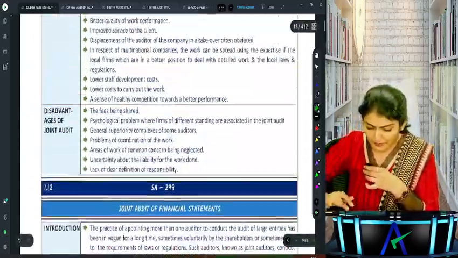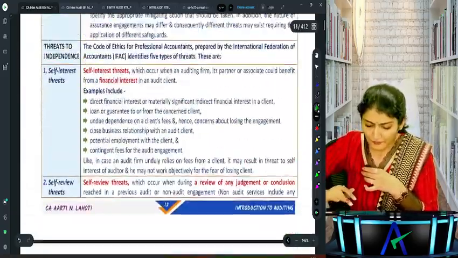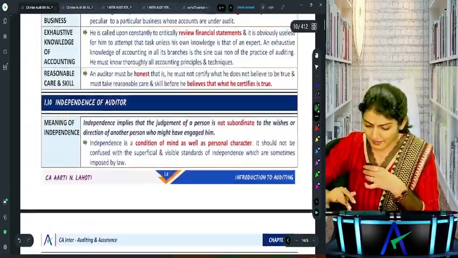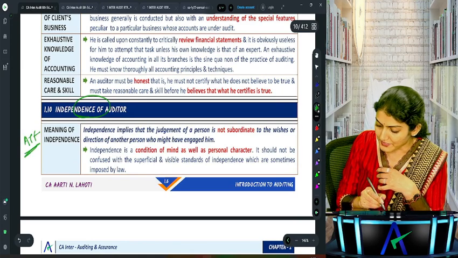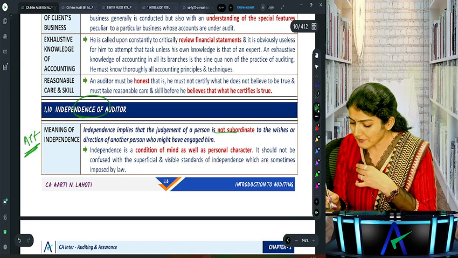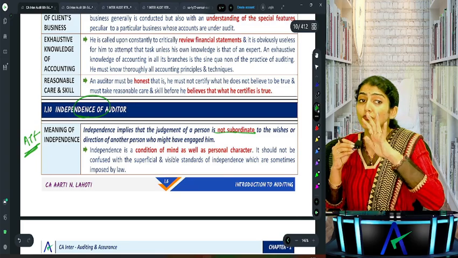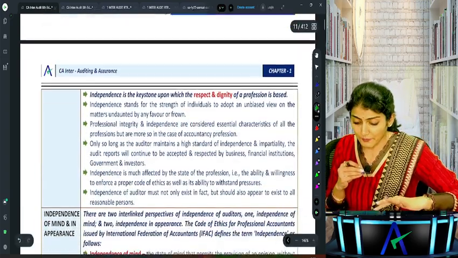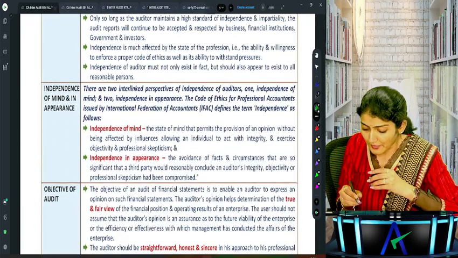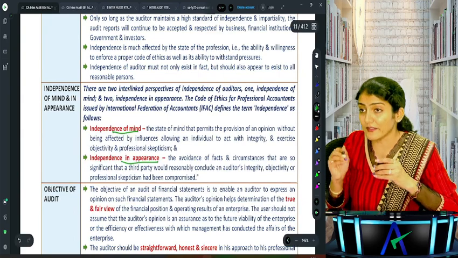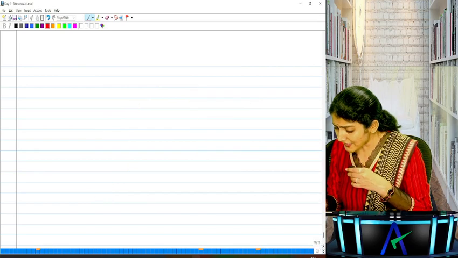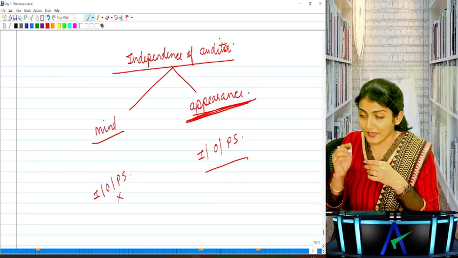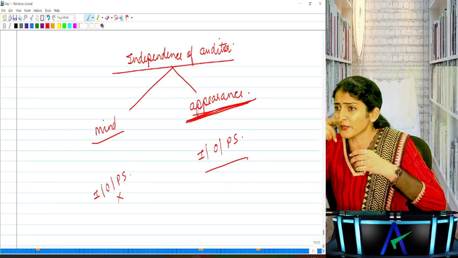So again, independence is a very favorite area for questions by ICAI. So independence of the auditor, we mark it as an ATF. Independence means that the judgment of a person is not subordinate. And what type of independence is required? Independence of mind and independence in appearance. So, I ask you, hey, are you studying every day? This is the best example I can give for independence. I ask you, are you studying?